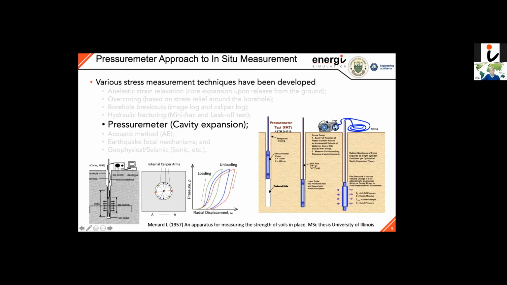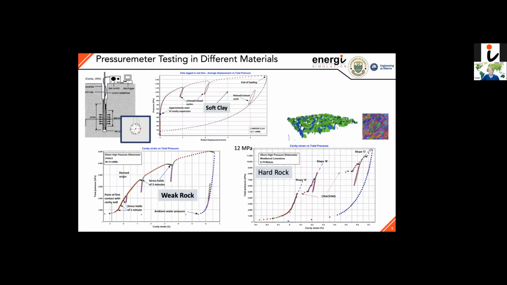You insert it in the ground, you inflate it, like you think of a packer, but what you're doing is measuring the internal deformations or the internal radial strains within the tool, so that you can measure, as a function of pressure, the radial displacements. It's a standard technique in geotechnical engineering. It has its own ASTM test code, and goes all the way back to sort of 1957. Menard did this, and so it's an old procedure.